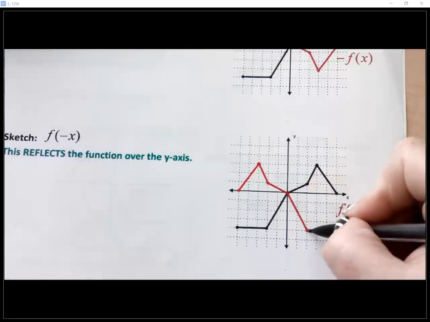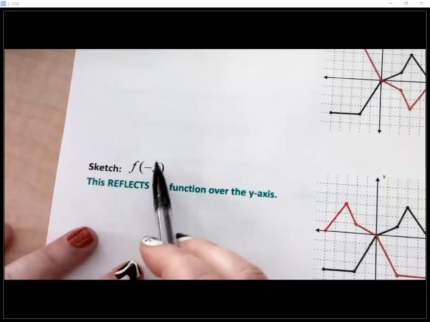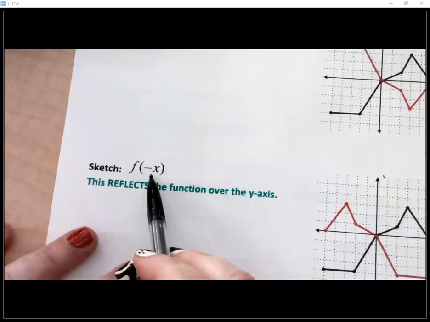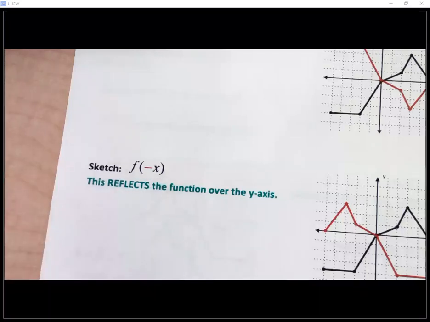So how do I accomplish that in the function? I'm just going to take all of my x values. Notice I'm inside here with the x in the parentheses, and I'm going to multiply all of them by a -1. That's going to achieve the flip over the y-axis. So far, so good? I'll take that as a yes.